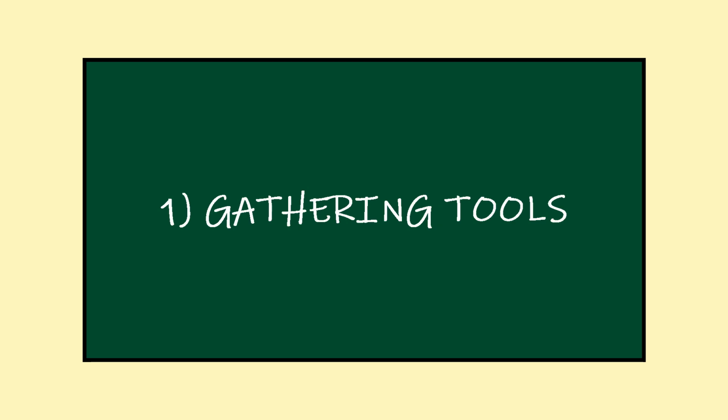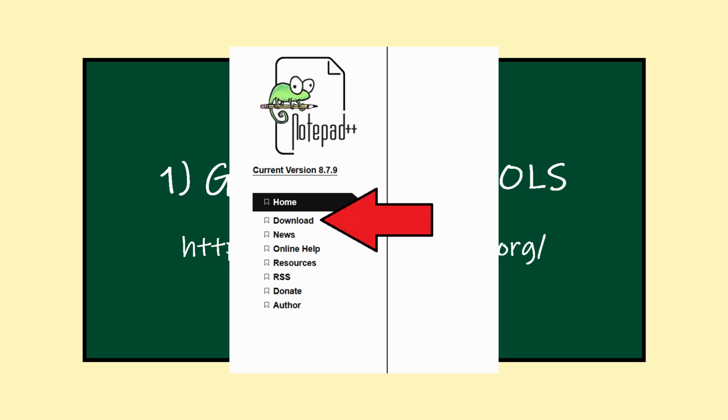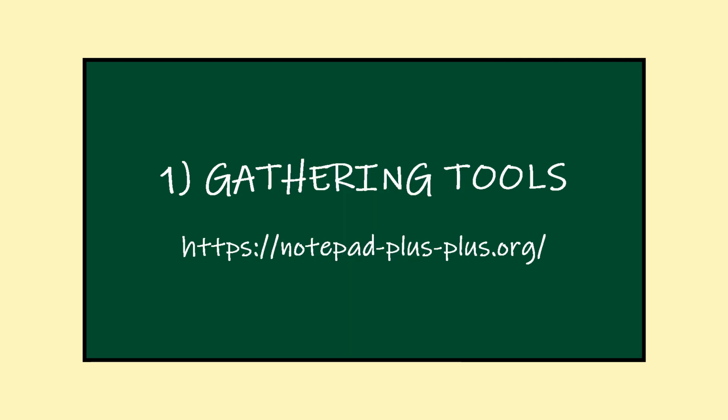First of all, you need tools to code quests with. Notepad++ is the tool in which you will do all the quest code writing. You can get Notepad++ by going to this website, link in the description, and clicking on the download tab here. Then select whichever version you want, click on it, and either download an installer or a portable version in a zip file. It is up to you.